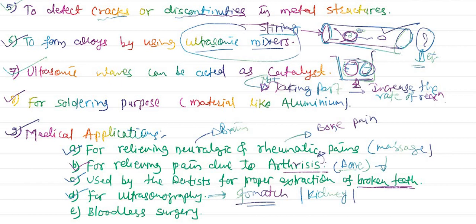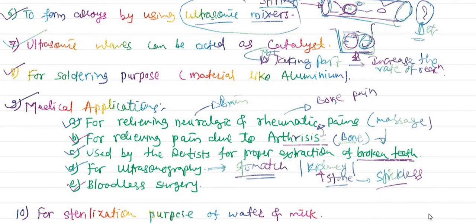And some bloodless surgeries are also done by ultrasonic waves. I just told you about the kidney. In previous days, kidney stone operations were very complicated, and people were a little scared about this, because I think some stitches had to be done. But nowadays this kidney stone operation is stitchless, we call it stitchless. That is possible with the help of ultrasonic waves, or bloodless surgery, right? So these are some of the medical applications.